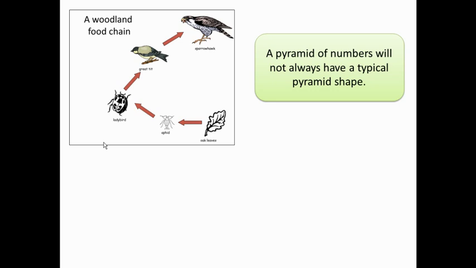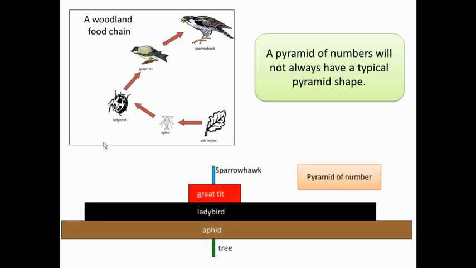So when we're talking about a pyramid of numbers, it's not always going to have that typical pyramid shape where it's wider at the bottom. If we think about this example, one tree can actually supply the food to loads and loads of aphids. So aphids are those little green flies that you see. Okay, so one tree can supply the food for thousands and thousands of aphids. So in a pyramid of numbers, that is going to be represented by that first bar being really narrow because there's only one tree, and then the bar up from it being much bigger. Okay, so it's not always got that normal pyramid shape.